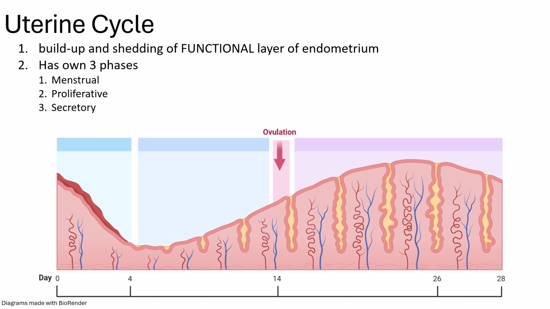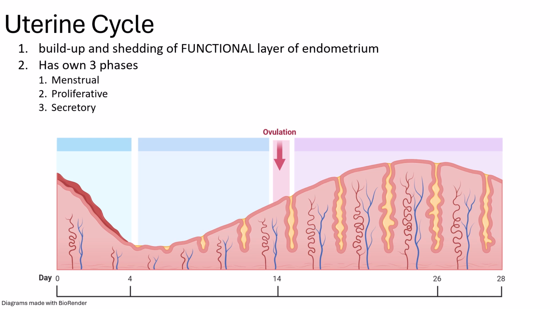The uterine cycle refers to changes within the endometrium, which is the innermost lining of the uterus. The endometrium is subdivided into two layers. There's the functional layer, which lines the lumen of the uterine cavity, and then there's the basal layer, which lies beneath and between the myometrium and the functional zone.